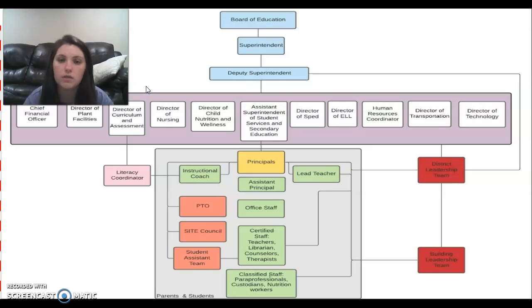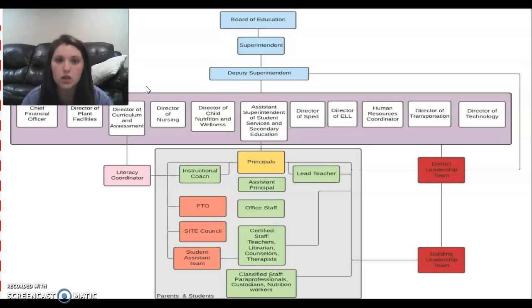Then we have our director of SPED, director of ELL, so our English language learners in our migrant program. Next, we have our human resource coordinator, director of transportation, so in charge of all the busing and vehicles. And then we have director of technology. So each one of those, they function as their own. They each focus on the knowledge and skills within that department.